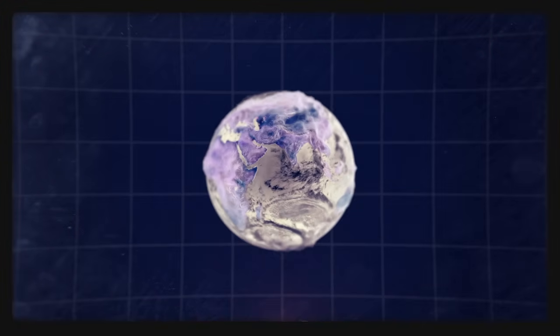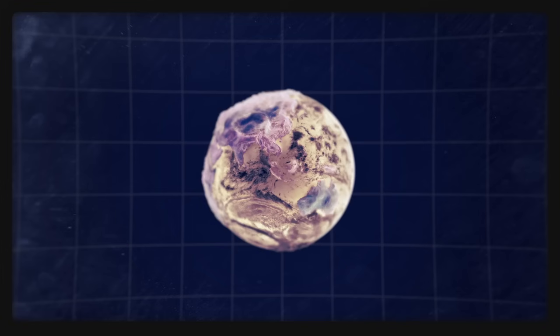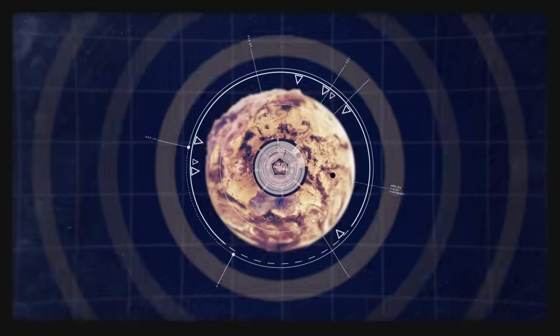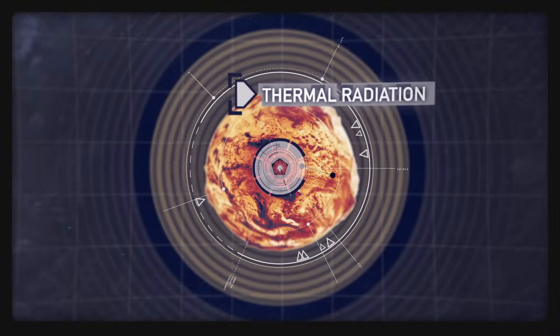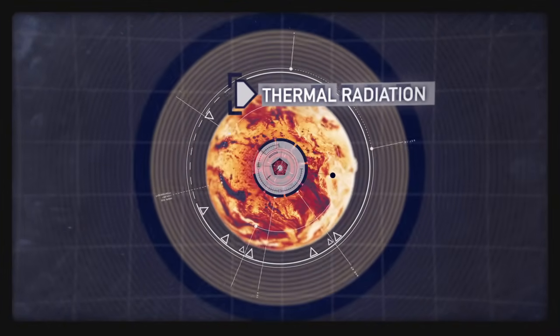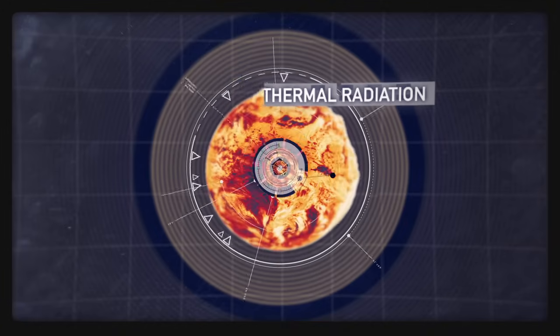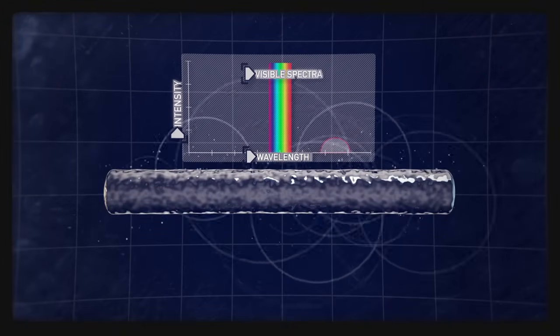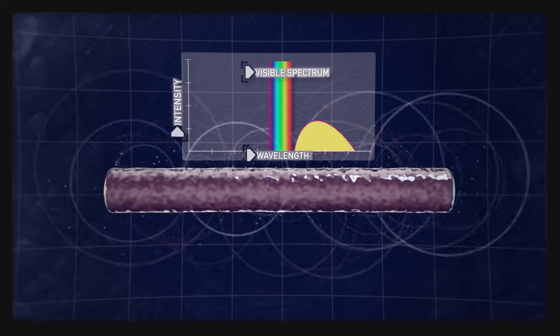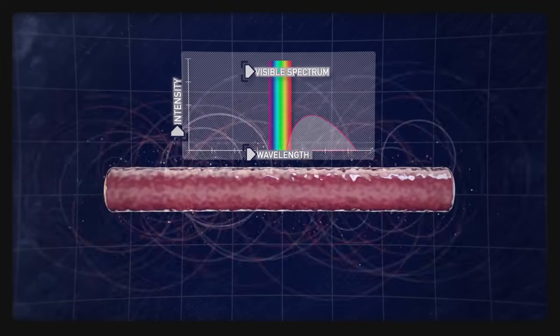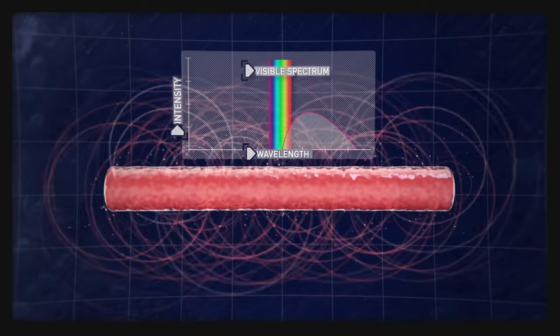Earth emits infrared radiation because every object with a temperature above absolute zero will emit light. This is called thermal radiation. The hotter an object gets, the higher frequency the light it emits. When you heat a piece of iron, it will emit more and more frequencies of infrared light. And then, at a temperature of around 450 degrees Celsius, its light will reach the visible spectrum.